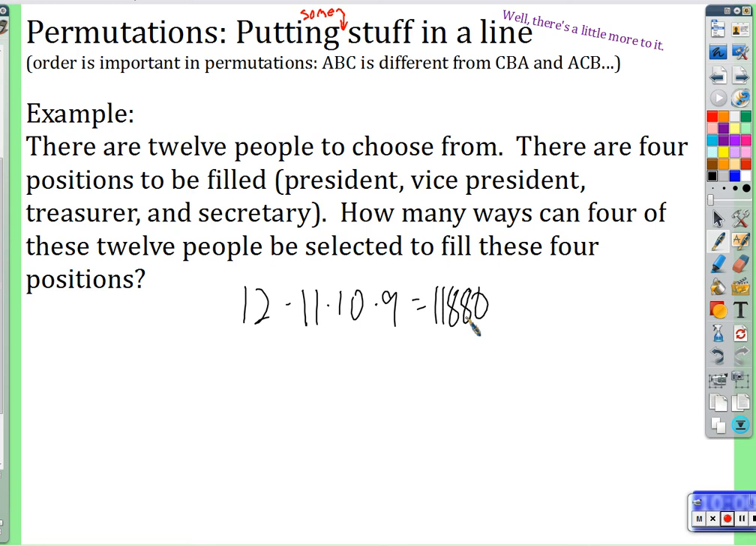Let's say we change it to not 12 people, but 50 people. And it wouldn't be too hard to do 4 positions, right? 50 times 49 times 48 times 47, we're done. It's a big number, but it doesn't take long to calculate it. It's just 4 numbers multiplying together.